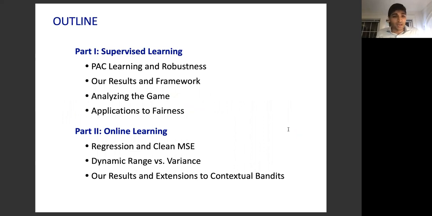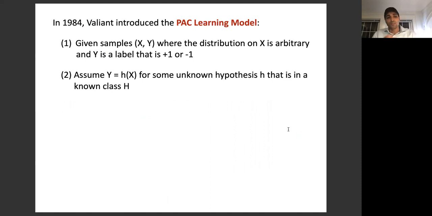So let me start off at the beginning, and let's start off with non-robust learning. The first part of this talk is going to be in the supervised learning model. The usual way that we study this is in what's called the PAC learning model that was introduced by Les Valiant back in 1984. I'll keep this simple, and the way that it works is that you're given samples which are XY pairs. You can think about X as being a high dimensional vector and Y as a label. Just to keep things simple, we'll think about the label as being either +1 or -1. And the distribution on the x's is arbitrary and unknown to the algorithm.